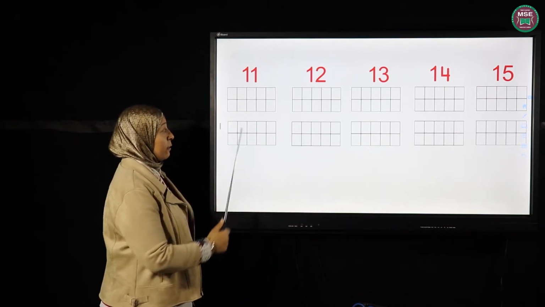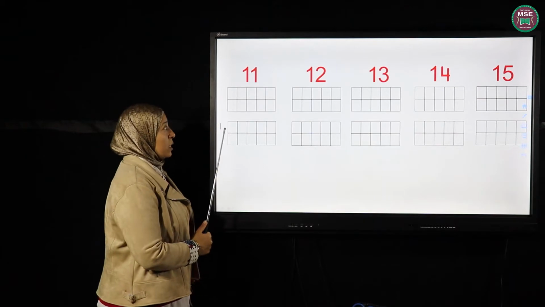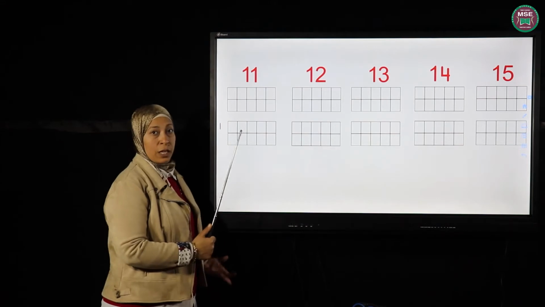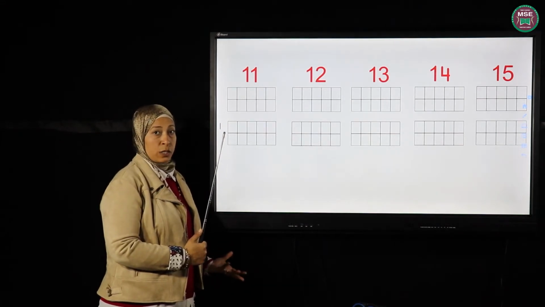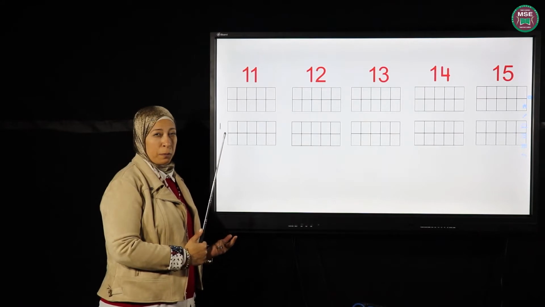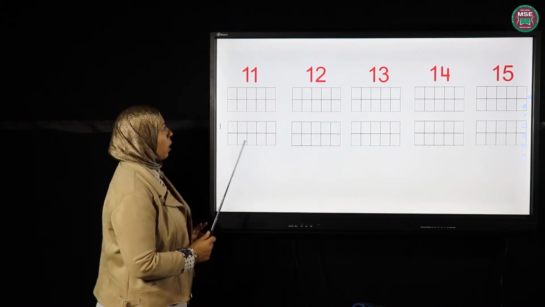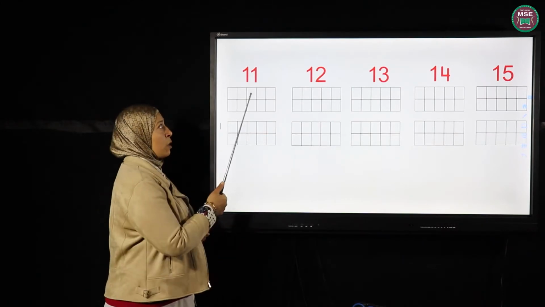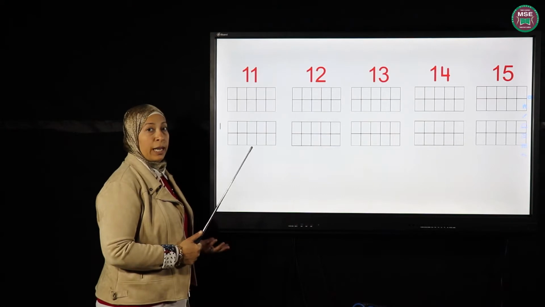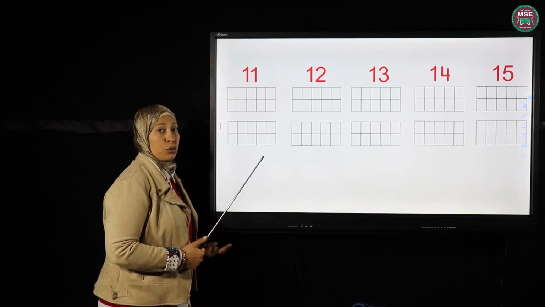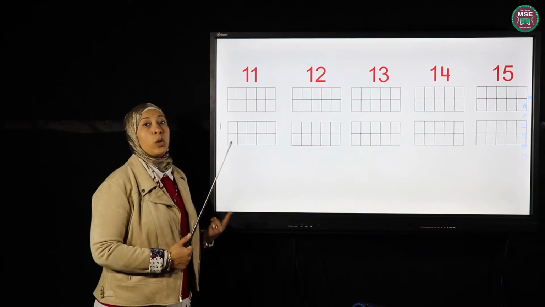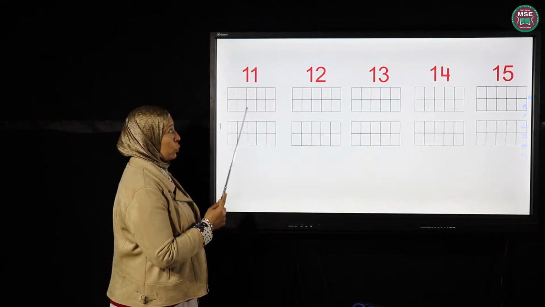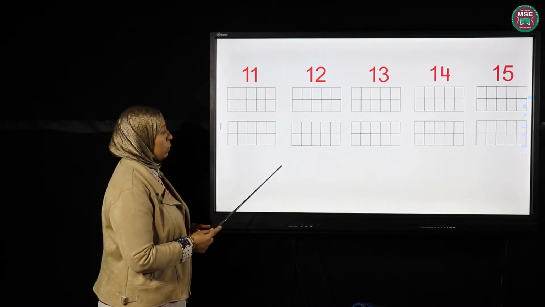Okay, can you see the frames here, my 10 frames here? These frames I'm gonna use to show my numbers. When I say 11, how can I show 11 on the 10 frames? Is it gonna be only one 10 frame? Let's know. Okay, remember that the 10 frame has only 10 boxes and I want to show 11. Okay, 11 is more than 10 by how much? Yes, excellent, by only 1. By 1. So let's call our bouncing dots to show number 11 on the 10 frames.